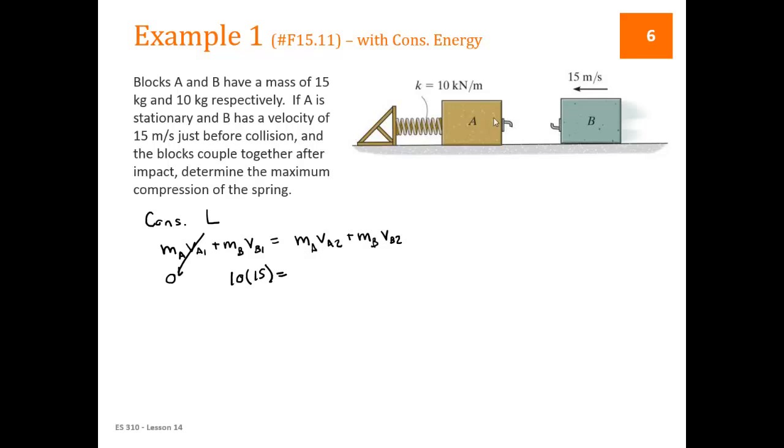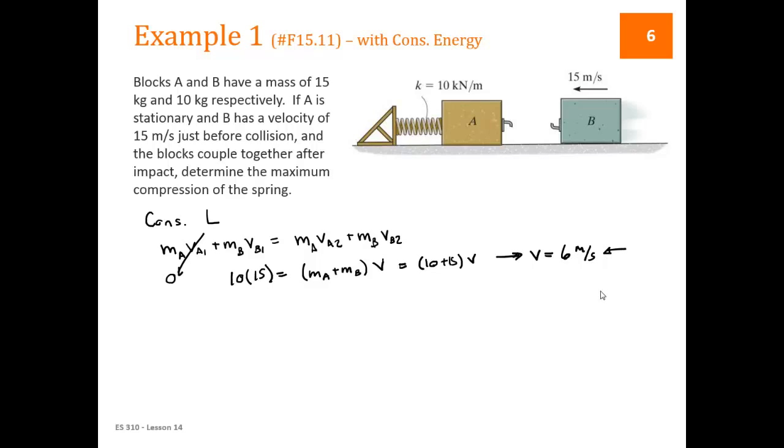Finally, they get hooked together and they're moving together, right? So their masses get added and they have the same velocity, and we'll just call it V. Because they're moving together, VA2 is equal to VB2. So the sum of the masses, 10 plus 15, times V, the only unknown is V, so our final velocity of them moving together is equal to 6 meters per second in that direction.